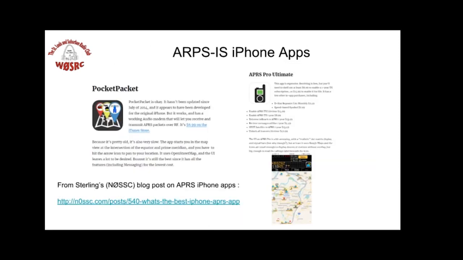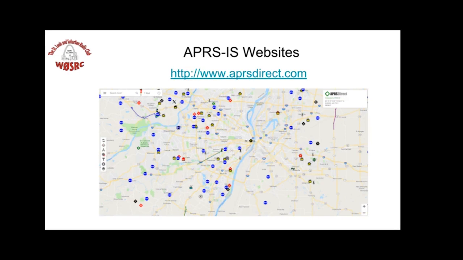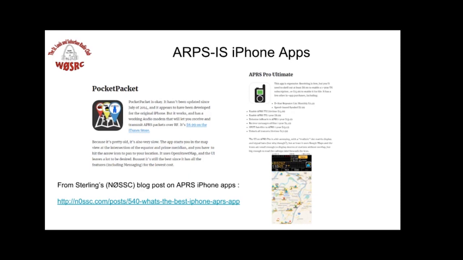And then here are some phone apps. I got this from Sterling. This is Pocket Packet and APRS Pro Ultimate. According to him, those are the best. I don't have an iPhone. Two back, what was the APRS Direct.com? Okay. APRSdirect.com, yep. And which ones were the iPhone apps? Pocket Packet and APRS Pro Ultimate. I think you have to pay for both of those.